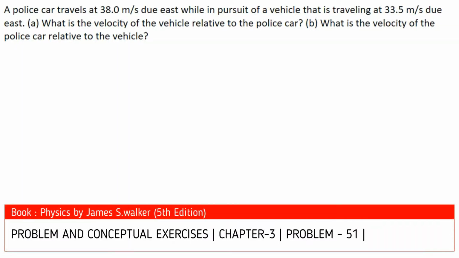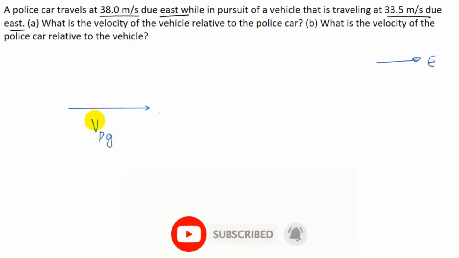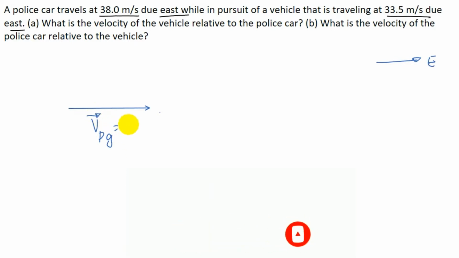So in this question, we are given that the police car travels at a speed of 38.0 meters per second due east in pursuit of a vehicle that is traveling at a speed of 33.5 meters per second due east. So let us try to represent it on a figure. Let this be our east direction. The vector is the velocity of the police car relative to ground, which we are given to be 38.0 meters per second, and it's in the east direction.